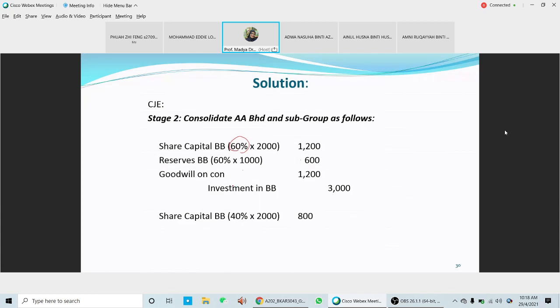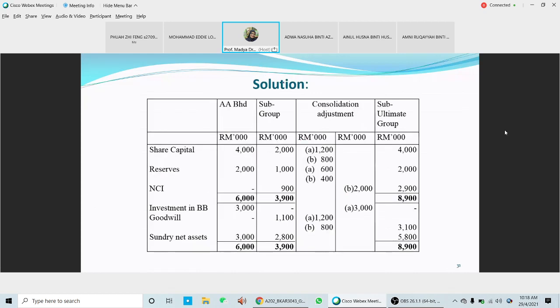1.2 here is from slide 27. Yeah. Okay, and then we're going to have investments here is 3. And then for the NCI here, NCI 40% times 2, reserve 1, goodwill on consolidation here is 800, and then NCI here is 2 million. So this is what you have between A and B. Yeah? A and B.